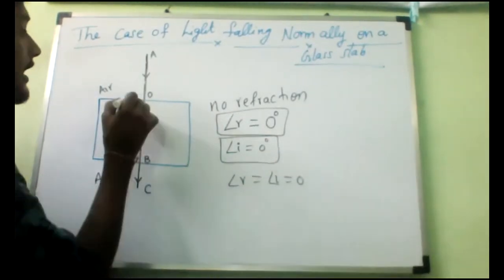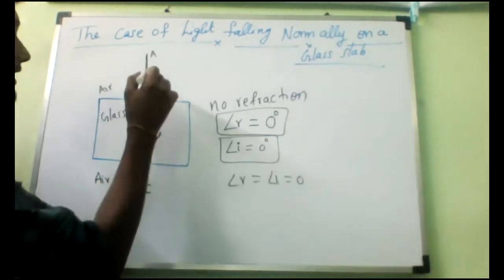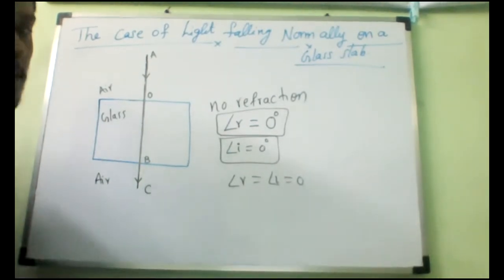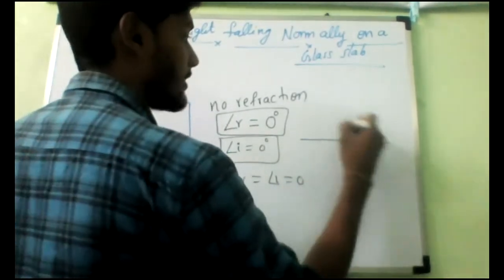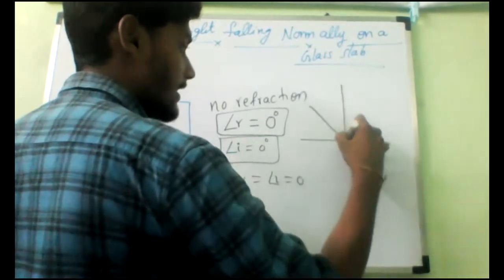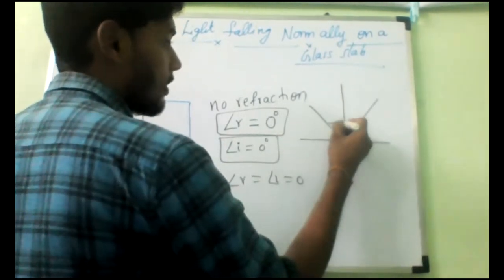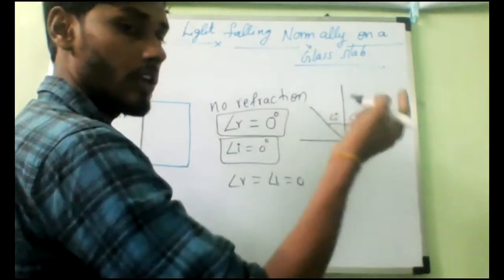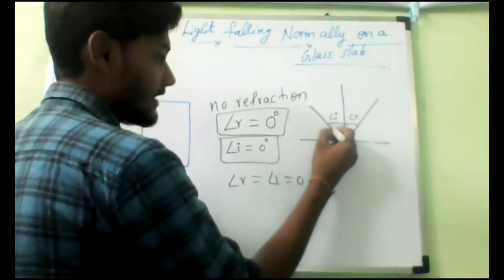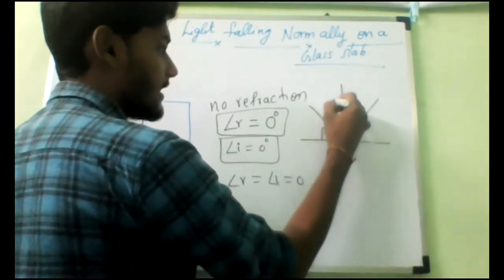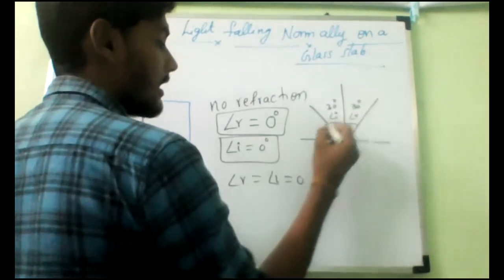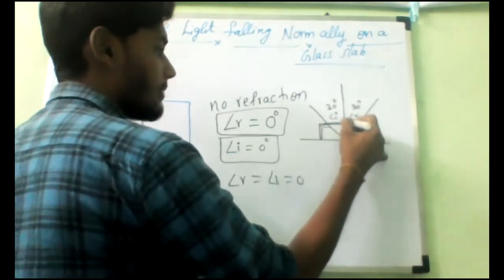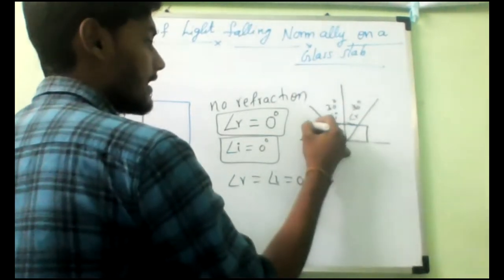But what is the angle between the surface and the incident ray? Suppose here you see the normal, the incident ray and the refracted ray. This is called the angle of incidence and this is called the angle of refraction. Suppose this angle is 30 degrees. This will also be 30, and this is how much? 90 minus 30, we have studied at the beginning. It is 60 degrees.